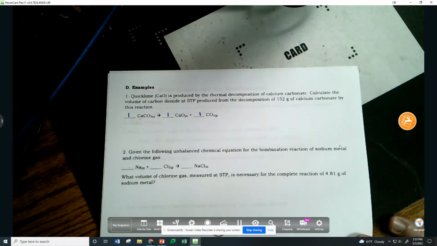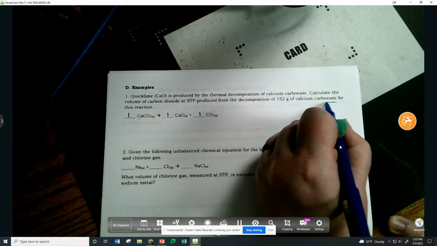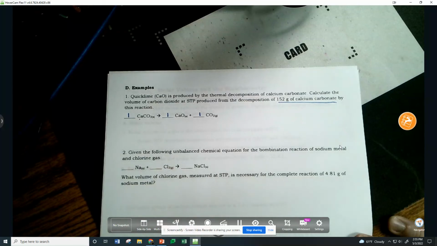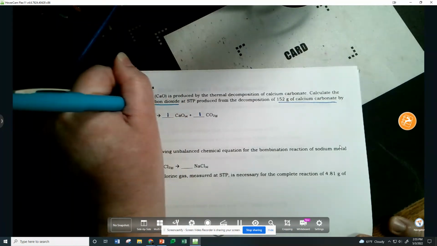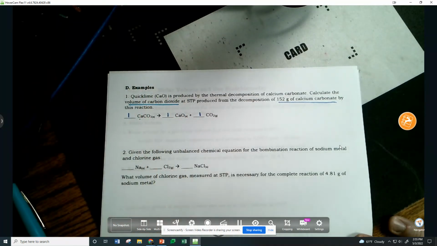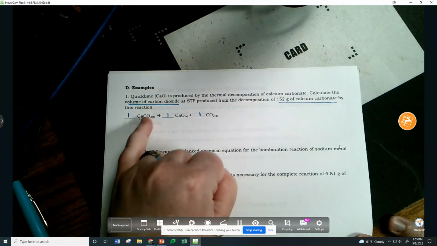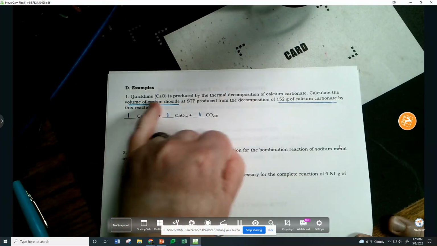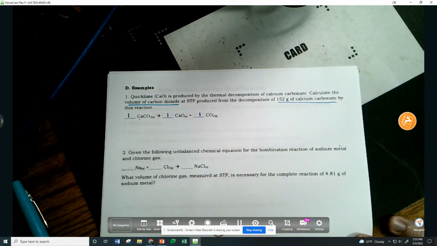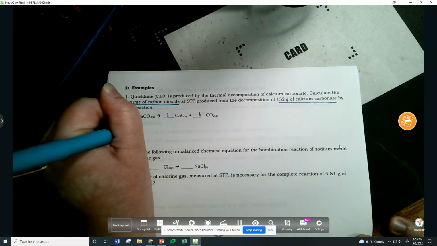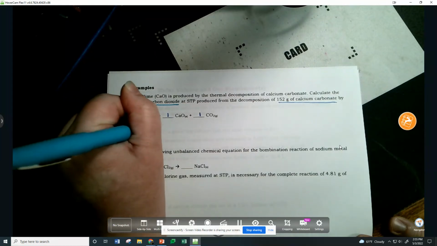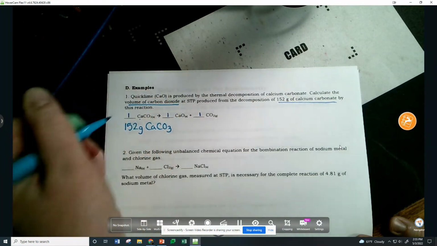So what we're trying to do is we're starting with 152 grams of this calcium carbonate. Where we want to end is how many liters, because it's asking for volume of carbon dioxide. So if we start with this much reactant, how much of this product will we produce? The first thing I can see with my given is that I have 152 grams of this CaCO3.